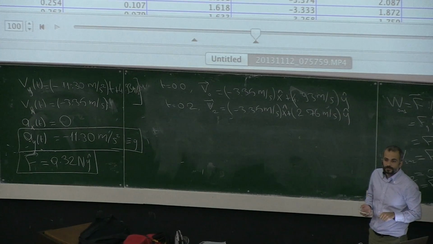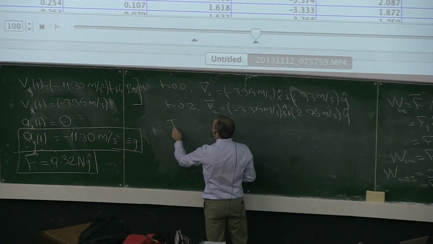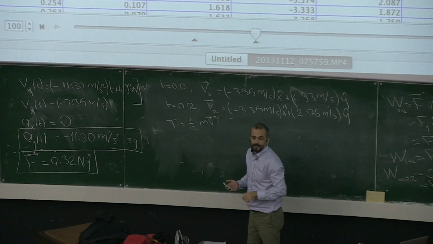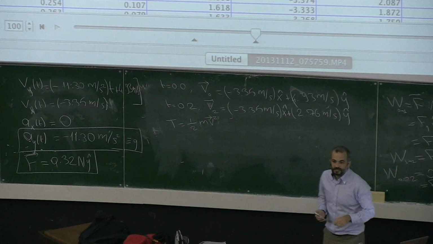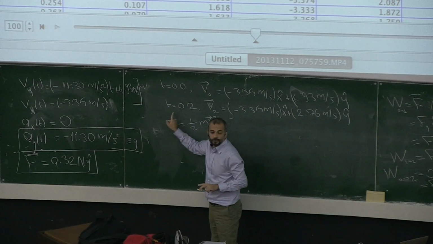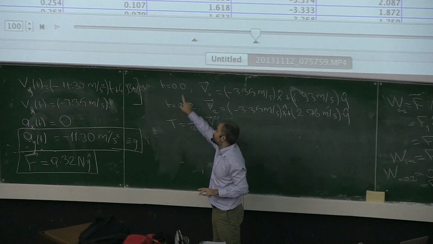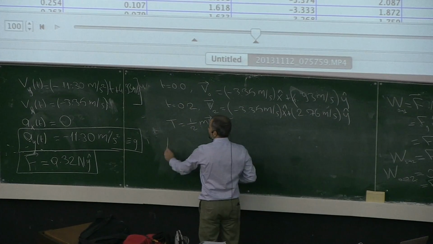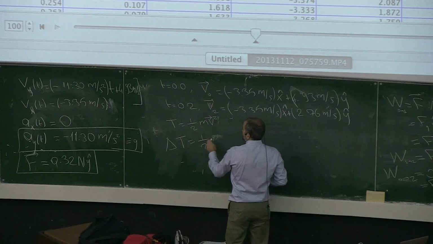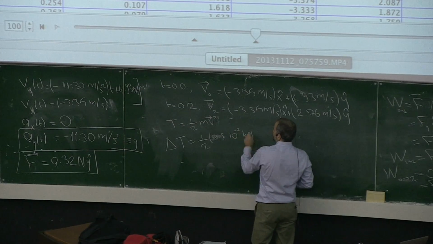Let me calculate the difference of these squares. You all know what kinetic energy is. So we know that the kinetic energy of an object is 1 over 2 mv squared. What I would like to do is calculate the change in the kinetic energy of my object as I go from t equal to 0.0 to 0.2. So the change in the kinetic energy is 1 over 2, the mass is 2.8 times 10 to the power minus 2 kilograms.